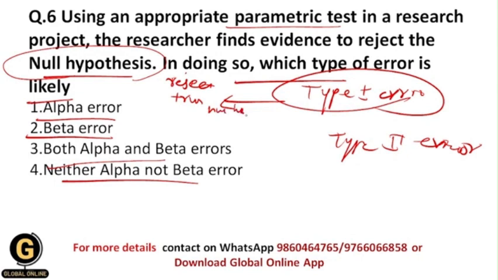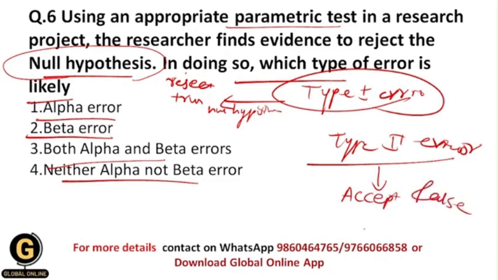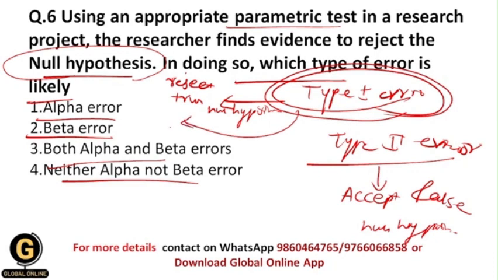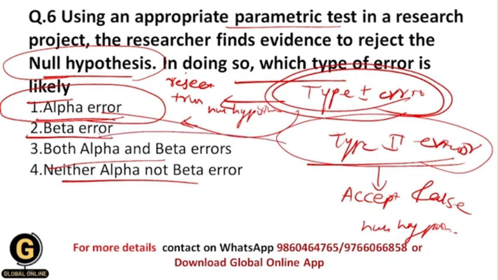Okay, all of you getting? Null hypothesis. And type 2 error occurs when we accept the false null hypothesis. So the probability of occurring type 1 error is called alpha error or alpha, and the probability of occurring type 2 error is called beta or beta error.